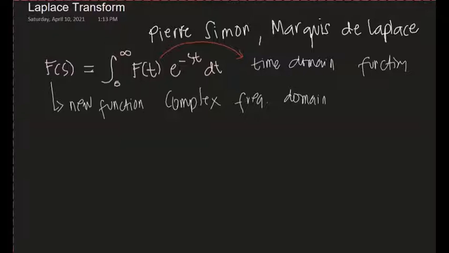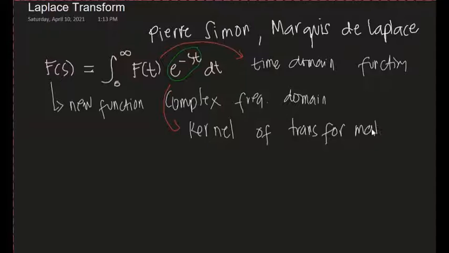Then take note, ari nga value e raised to negative st kung anong tawag sa iya is referred to as aton kernel of transformation. So this is your kernel of transformation. Okay, so take note lang of the formula nga pwede nato gamiton. So, amo lang ni ang formula nga gamiton naton.